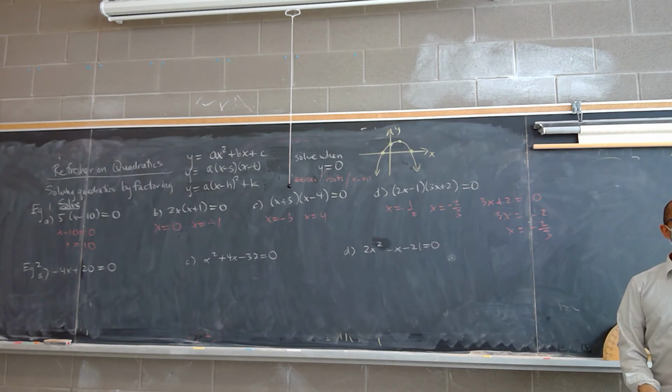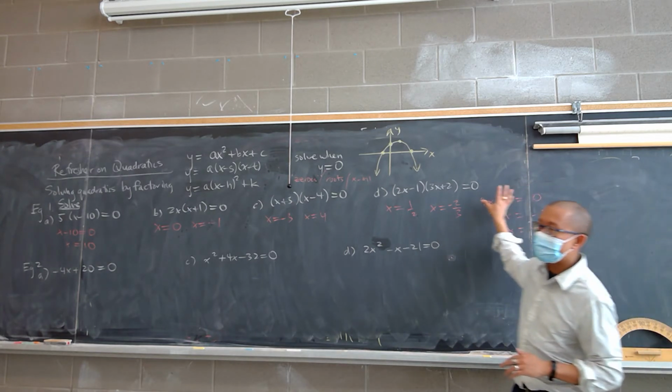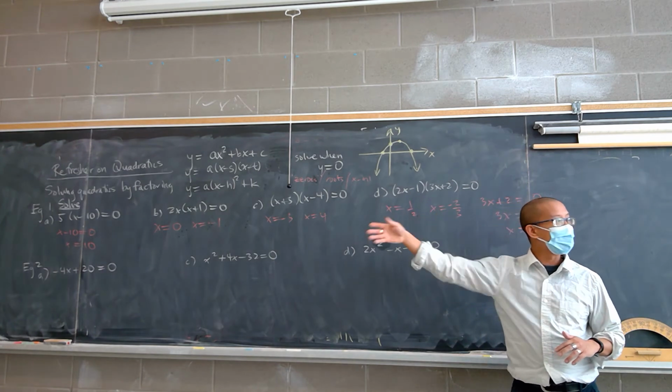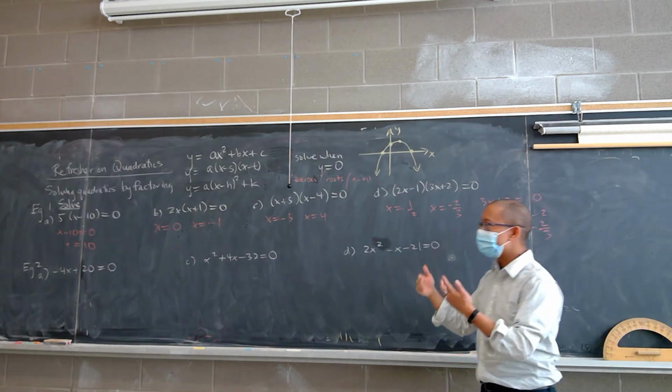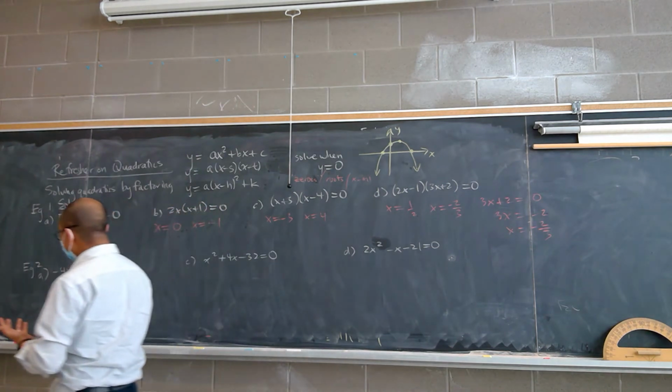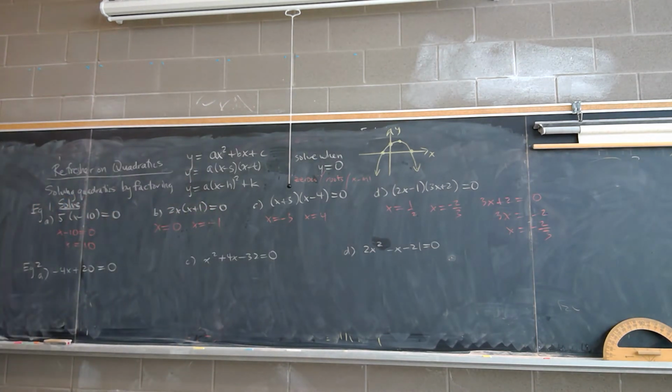Any question about example 1? Really easy, right? And the reason why these ones are so easy is because they're in factored form. So, as a lot of you know from example 2, we're going to solve again, but this time they're not in factored form. That is why we have to factor.